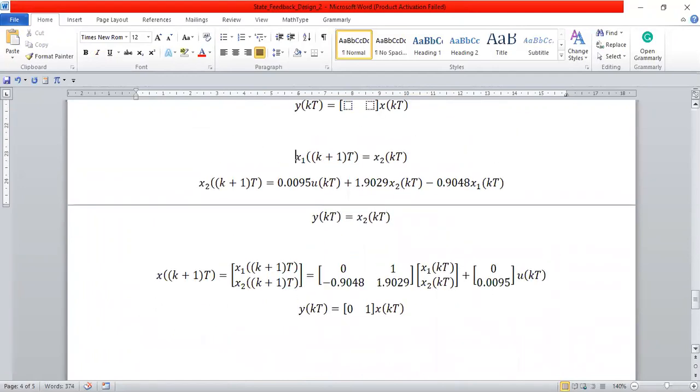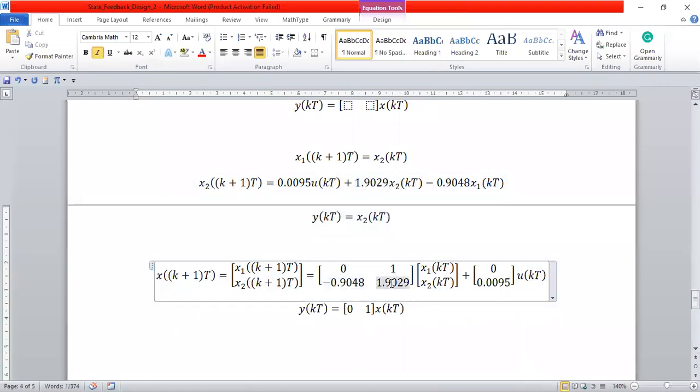so given these two equations here, x1 k plus 1 is equal to x2. So there's no contribution of x1. So here is 0 and here is 1. Then there's no contribution of u. So here is 0. So for this second equation, x2 k plus 1, the contribution of x1 is minus 0.9048. The contribution of x2 is 1.902, which is given by this. And the contribution of u is 0.0095, which is given by this.